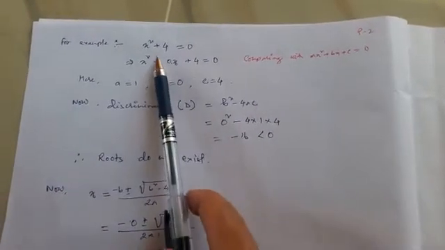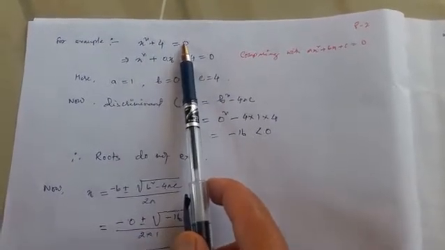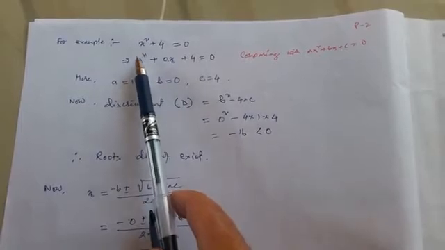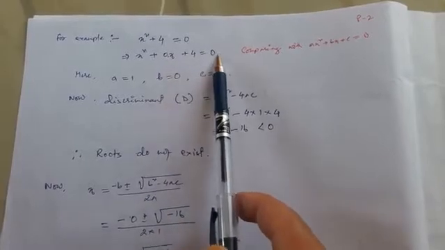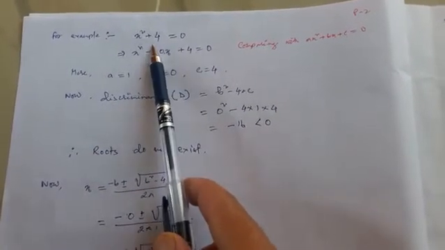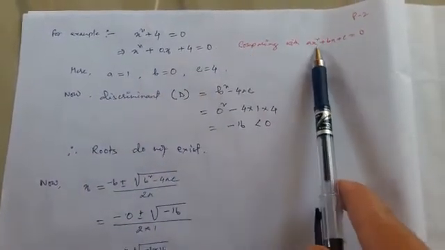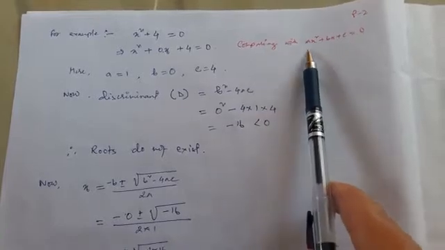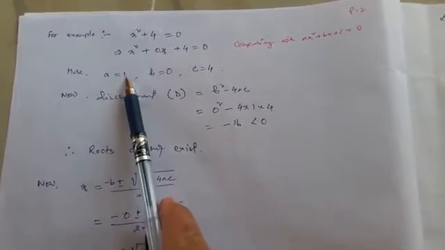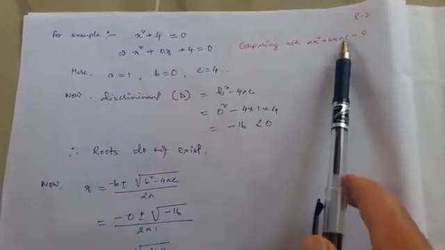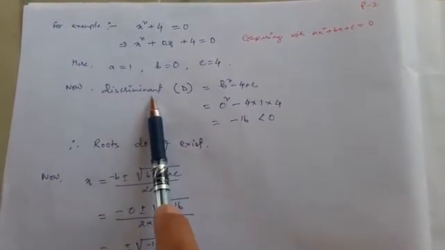Let us take one example: x square plus 4 equal to 0. This is a quadratic equation, but there is no x term, so we can write it as x square plus 0 into x plus 4 equal to 0. Then we compare with the general form of a quadratic equation to get the values of a, b and c. The value of a is 1, the coefficient of x, b is 0, and the constant c is 4.